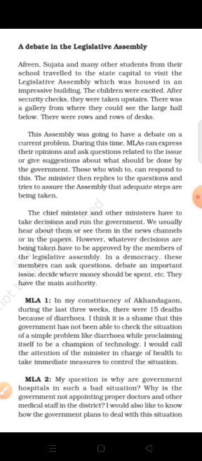Okay, so we usually hear about them or see them on the news channels or in the papers. However, whatever decisions are being taken have to be approved by the members of the legislative assembly. In a democracy, these members can ask any question, debate important issues, and decide where money should be spent. They have the main authority.